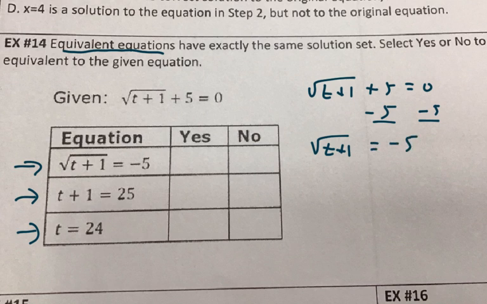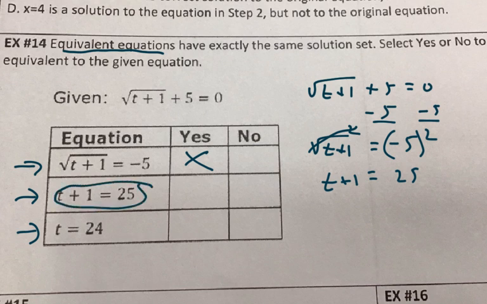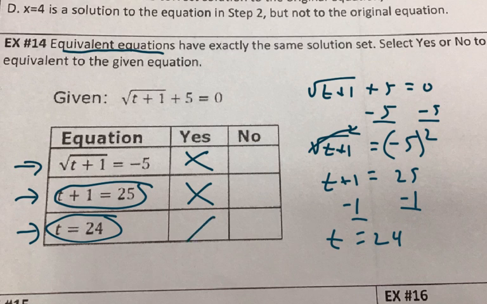Just like the last problem we just did, notice this one is correct, right? Now, what would be the next thing we would do? We would square both sides. Well, the square root would go, we'd have t plus 1 equal to 25, because negative 5 squared is positive 25. Notice, that's what they have here. That is a yes. And of course, minus 1, t would equal 24. So, as you can see, we would also say yes there.